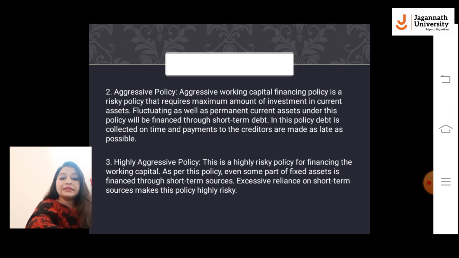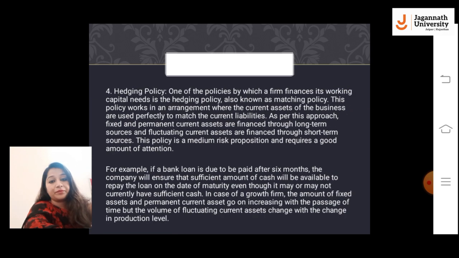Third policy is highly aggressive policy. First was conservative policy, second was aggressive policy, and the third one is highly aggressive policy. This is a highly risky policy for financing the working capital. As per this policy, even some part of the fixed asset is financed through short-term sources. Excessive reliance on short-term sources makes this policy very risky.